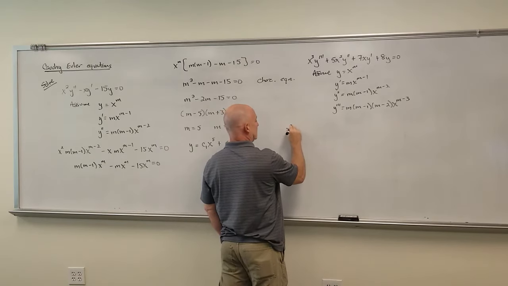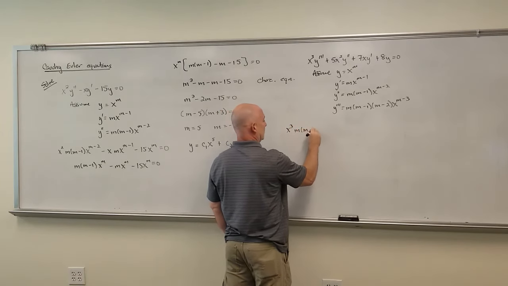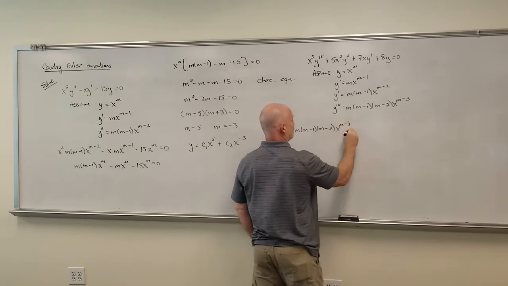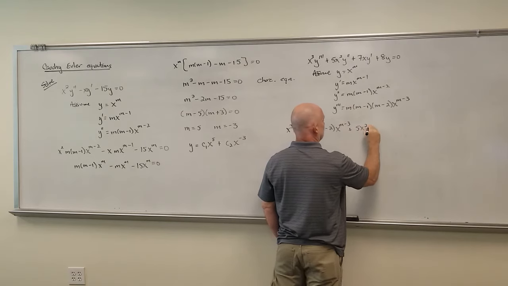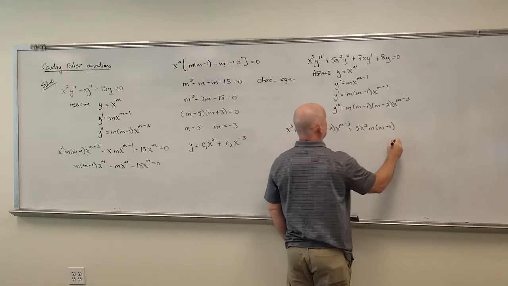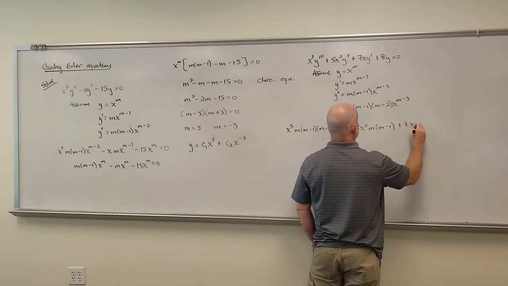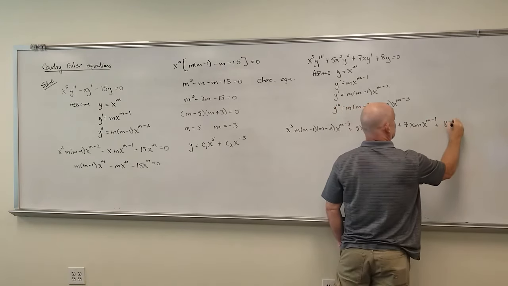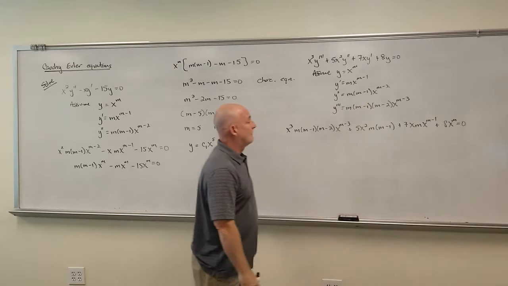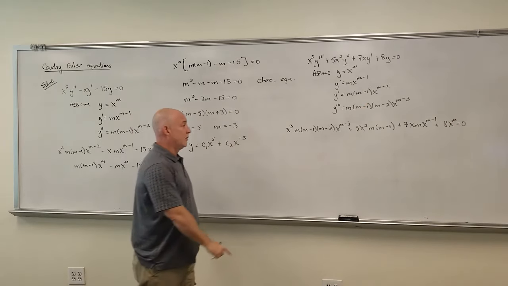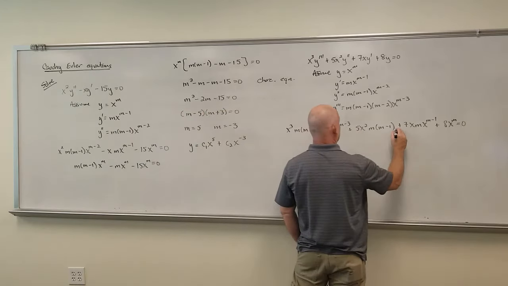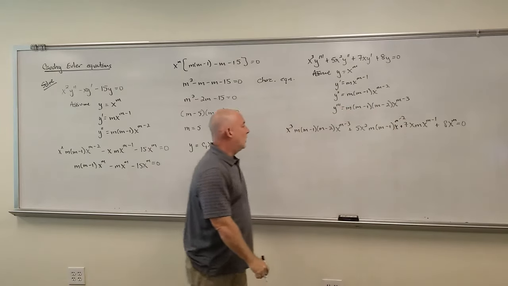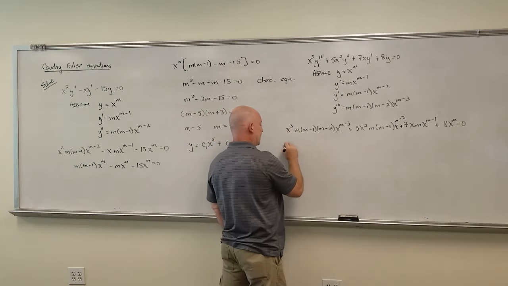We get x cubed, m, m minus 1, m minus 2, x to the m minus 3, plus 5x squared, m, m minus 1, x to the m minus 2, plus 7x times m, x to the m minus 1, plus 8x to the m equals 0. All right, so big mess. Now notice, oops, I forgot my m minus 2 here. Squeeze that in there.